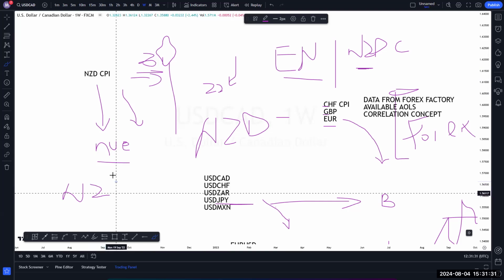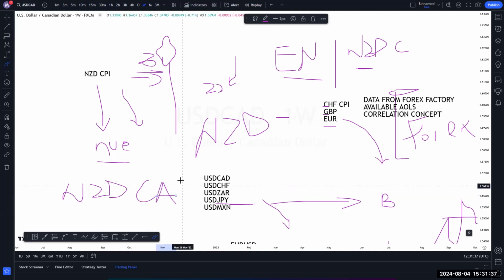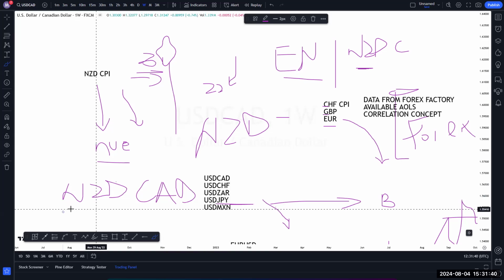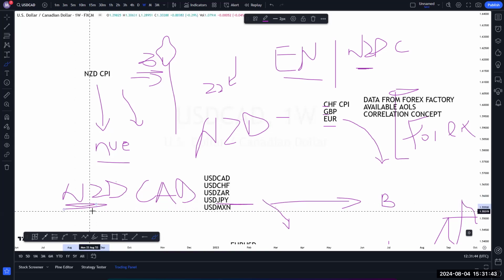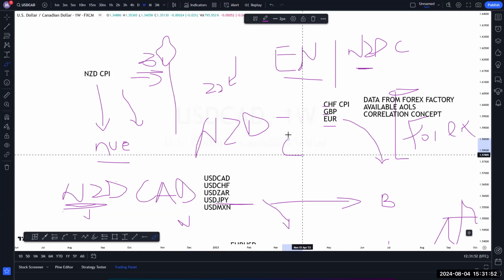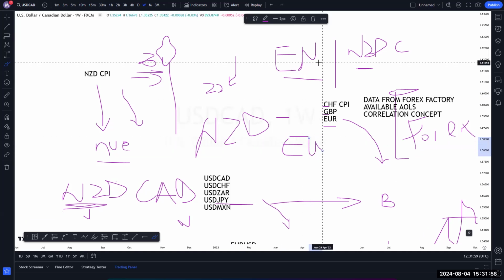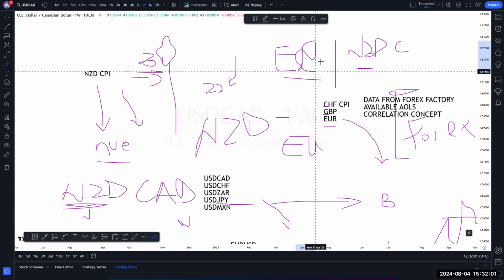Now if NZ is the quote currency, for example Euro NZ, this is where NZ is the quote currency. And with NZ CAD, NZ is the base currency. So if we saw that NZ is weak, NZ CAD is going to sell, while the Euro NZ is going to go up, going to buy, because the NZ is ending. So the Euro NZ is going to gain power and the NZ CAD is going to fall based on the data available.